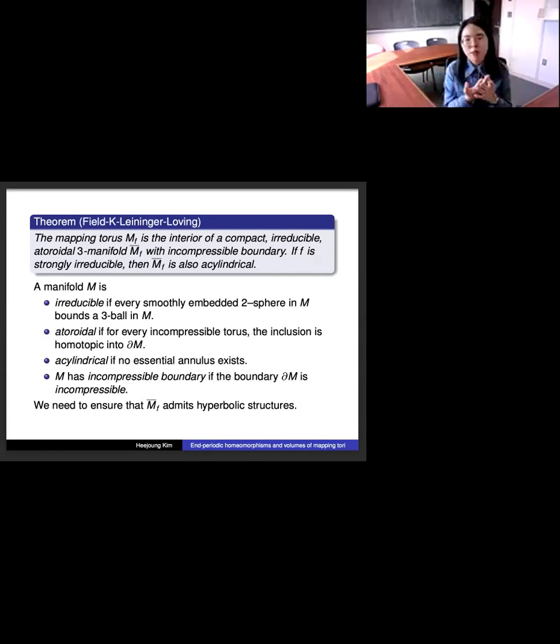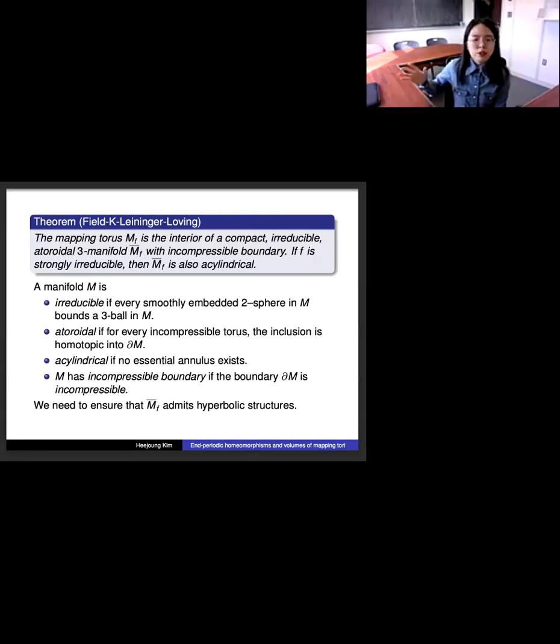A manifold is reducible means every smoothly embedded two sphere bounds a three ball in the manifold. And M is atoroidal if for every incompressible torus, the inclusion is homotopic into the boundary. And M is acylindrical if no essential annulus exists. Okay. And the last one, M has incompressible boundary, means the boundary is incompressible.